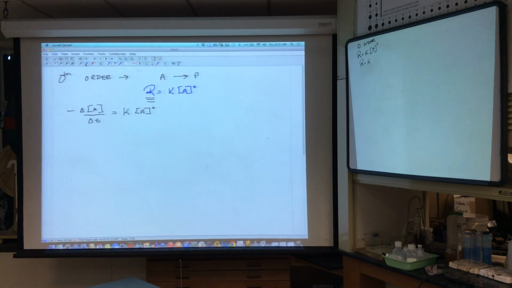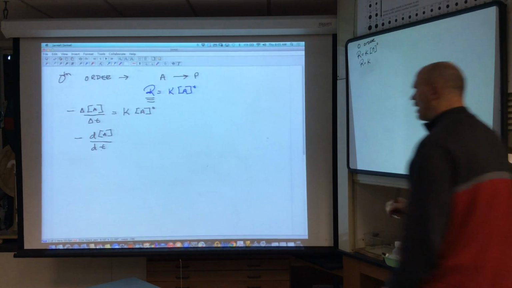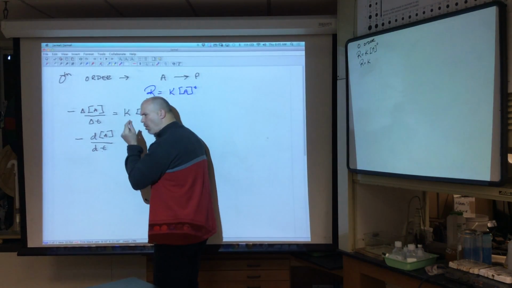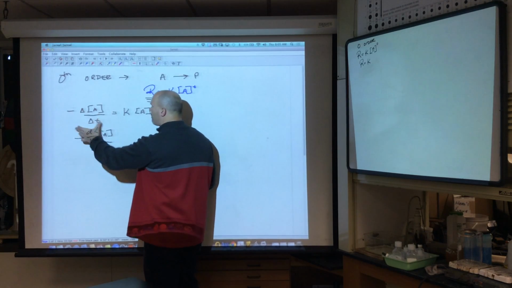Now, what am I going to do here? Well, I'm going to kind of move some stuff around. Well, what I'm going to do is take a derivative. So I'm going to have the negative d[A] over dt. What did I just do? I took a differential, which means a small spot of A. Right now I have the change of A.